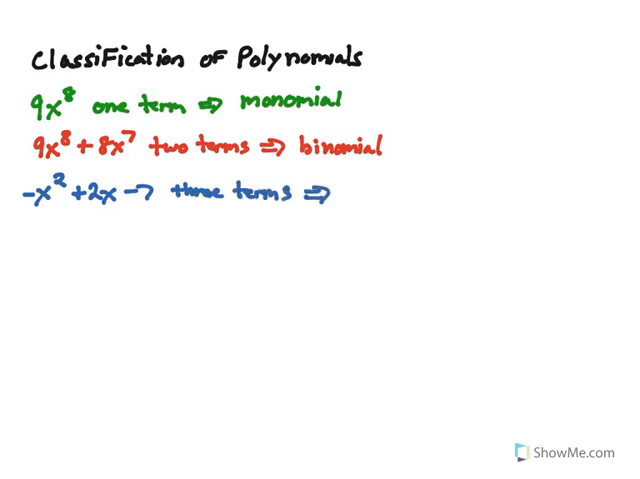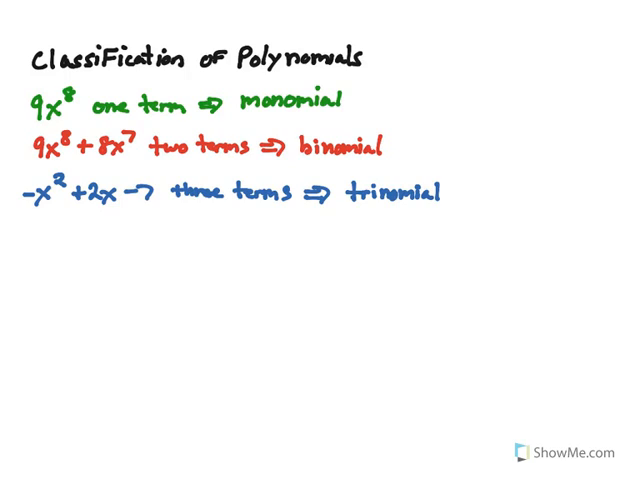And then we would classify that as a trinomial, right? The prefix tri meaning 3, like a triangle, meaning 3 angles. Okay, tripod, three legs. Okay, so prefix tri meaning 3, we have 3 terms, so let's call it trinomial.